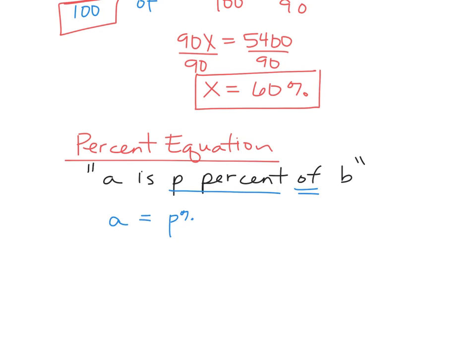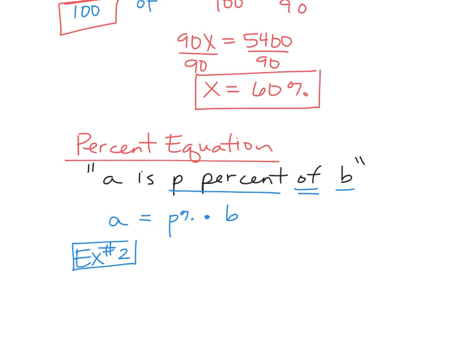Do you know? When you hear the word "of" in math, what are you actually doing? What operation? Multiplying. You're multiplying, right? So it's P percent times B. Okay, so we can write it as an equation and solve that way if we want. Here's what that would look like.